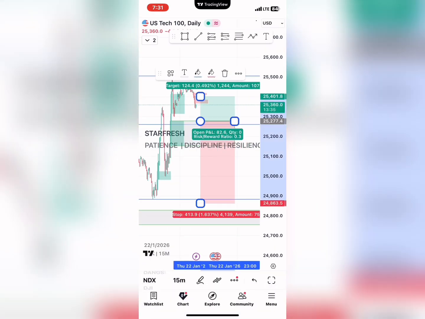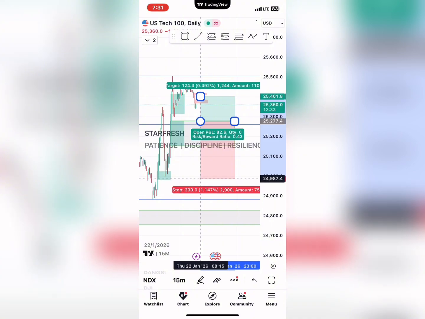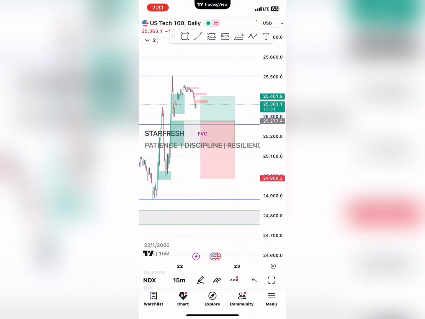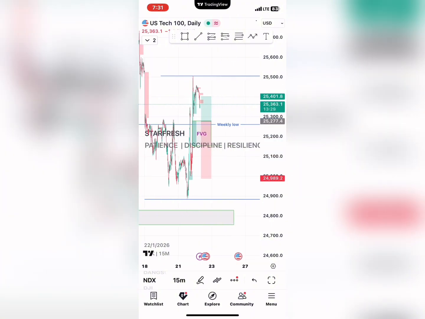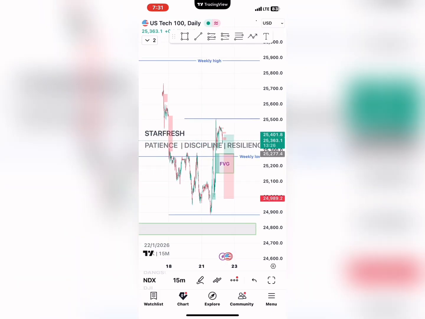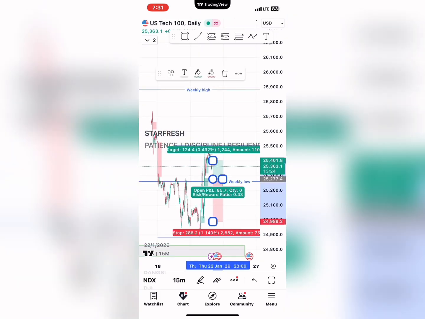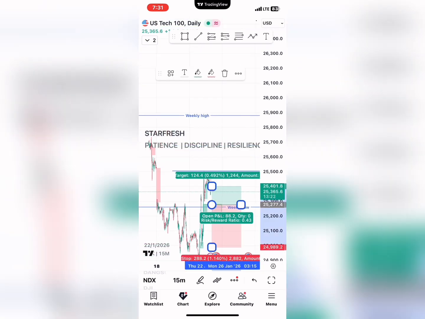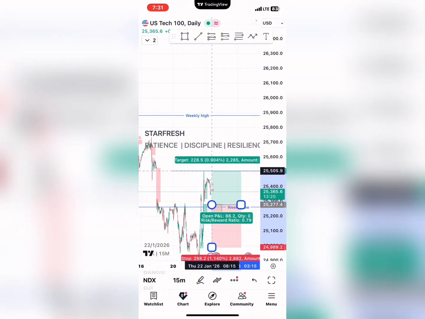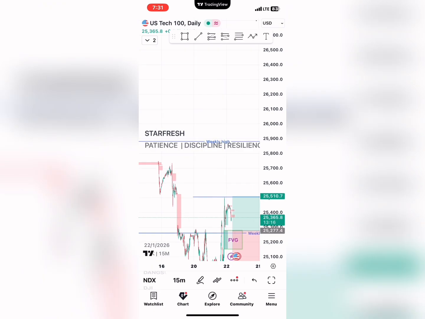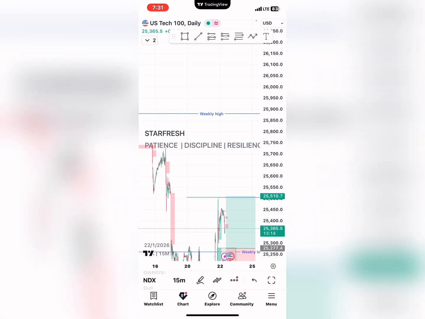Normally, my SL is supposed to be at the back of a real low, like a daily low, something that can't be taken out unless you are changing direction. But because that fair value gap has been filled, I think I might just put my SL right there. Then my TP at the daily high.